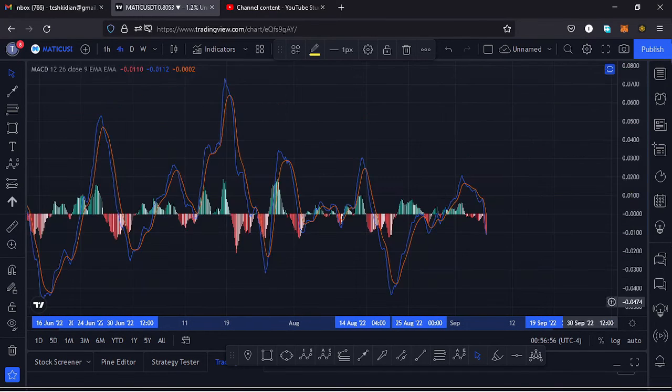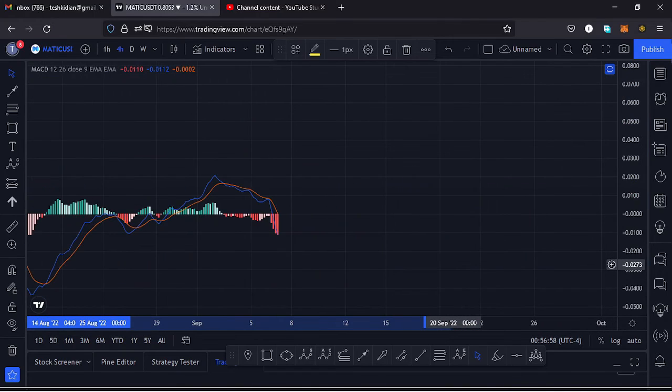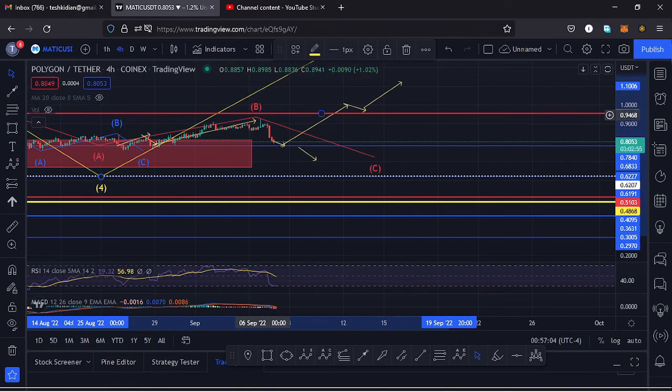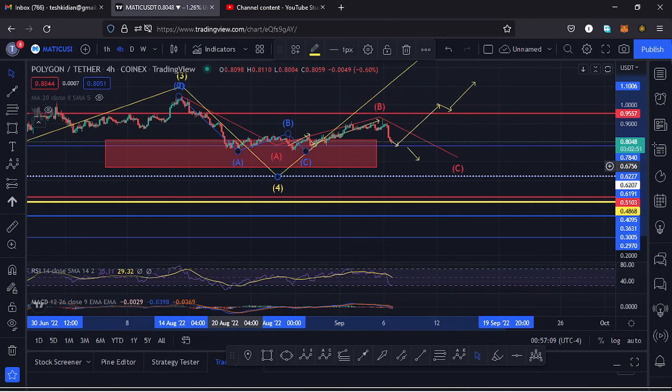Also taking a look at the MACD, on the MACD we have printed a bearish cross, and that would mean lower prices could be coming our way. So we might continue seeing lower prices to complete the formation of our wave C over here. So let's be patient and see how that plays out, and I'll keep you updated.